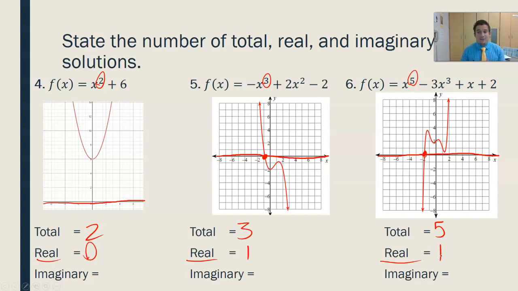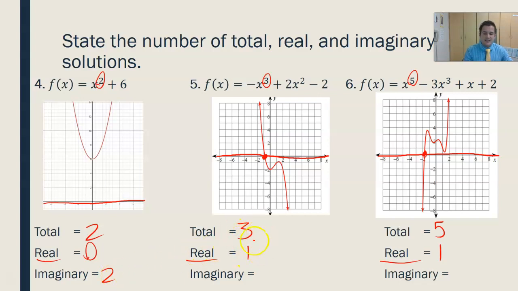So again, the fundamental theorem of algebra says that the total number of solutions is equal to the degree of the polynomial. So since there are 2 solutions here and 0 of them are real solutions, that means both of those solutions must be imaginary. There will be 2 of them.